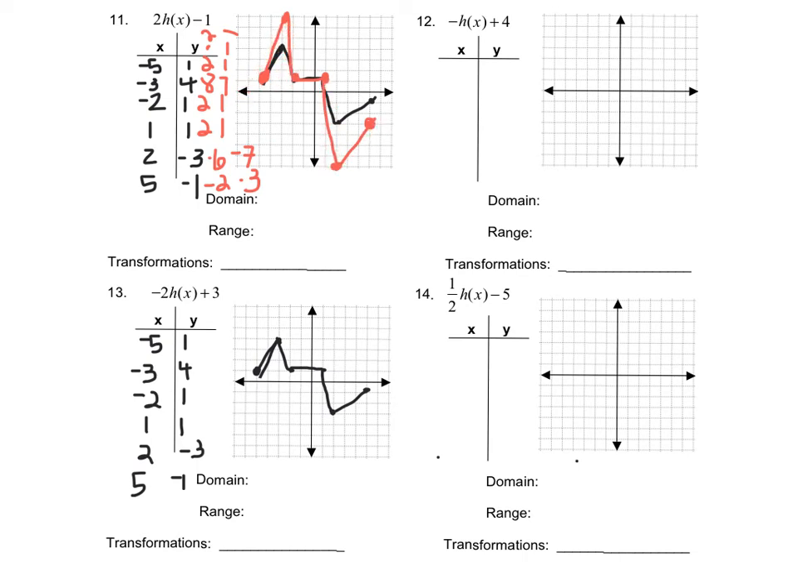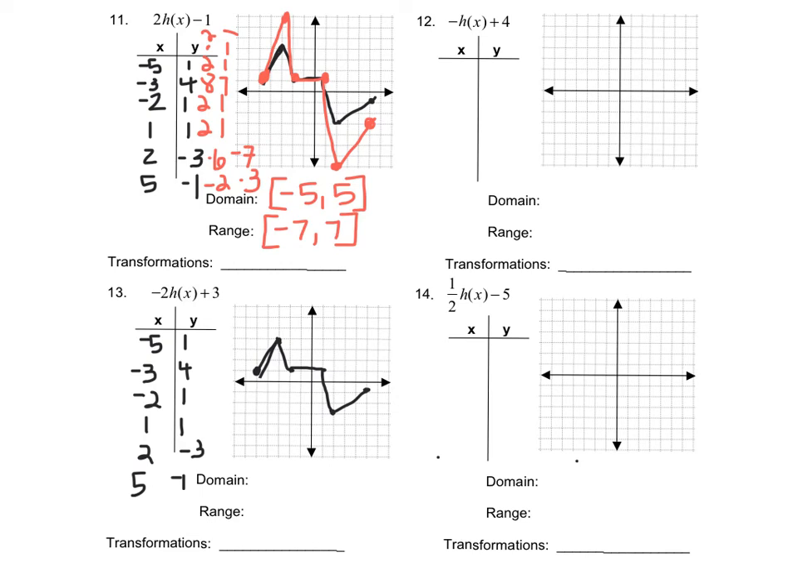Now, what transformations are those? Let's first do the domain and range. So please figure out the domain and range. You're right, your domain does not change. Your range goes from -7 to 7. So let's talk about the transformations now on this.